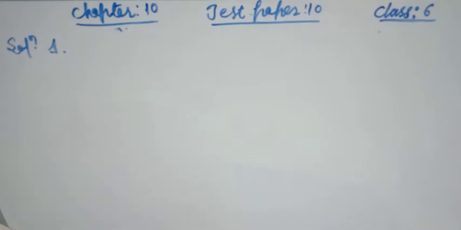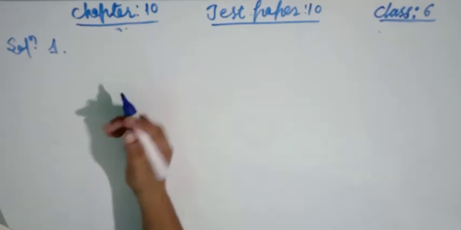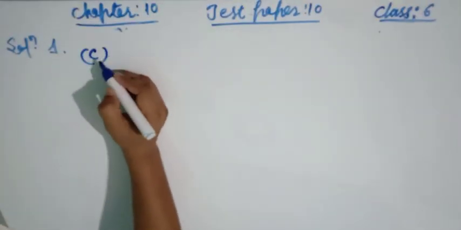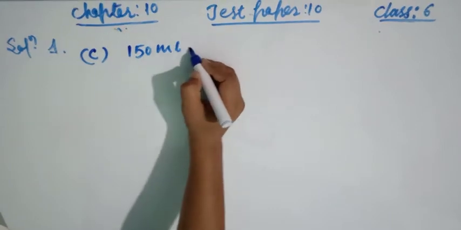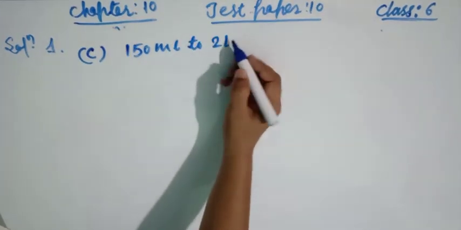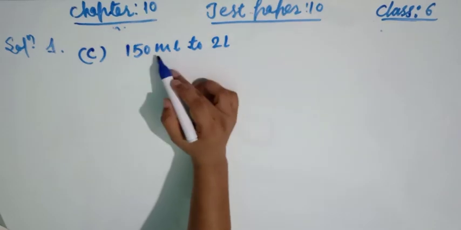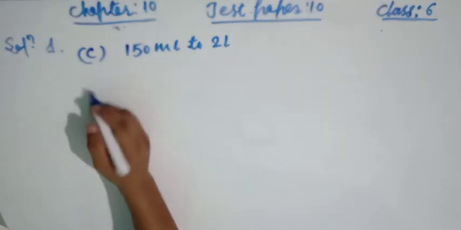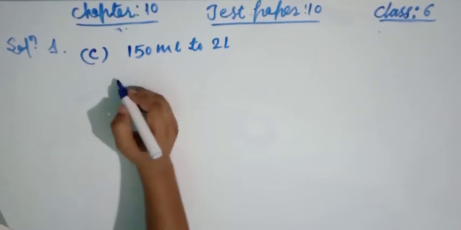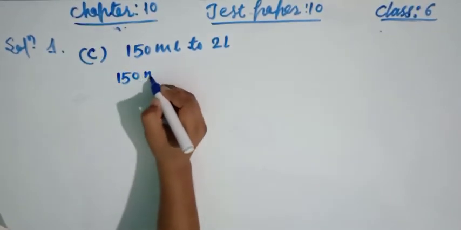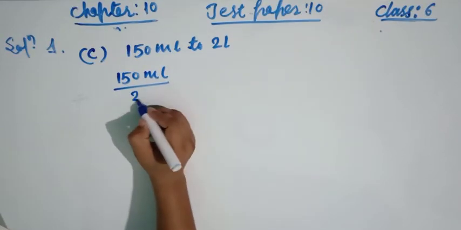Here question number 1 says find the ratio. Taking one of these sub-questions, suppose C, the given is 150 ml to 2 liters. Here is the 150 ml, and here is the 2 liters. Now we have to find the ratio. First write 150 ml divided by 2 liters.